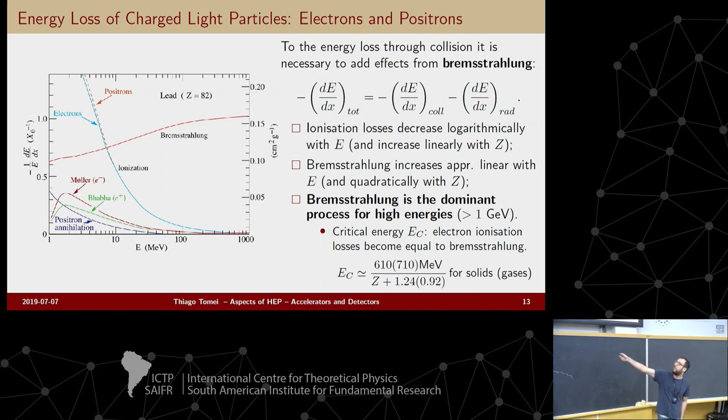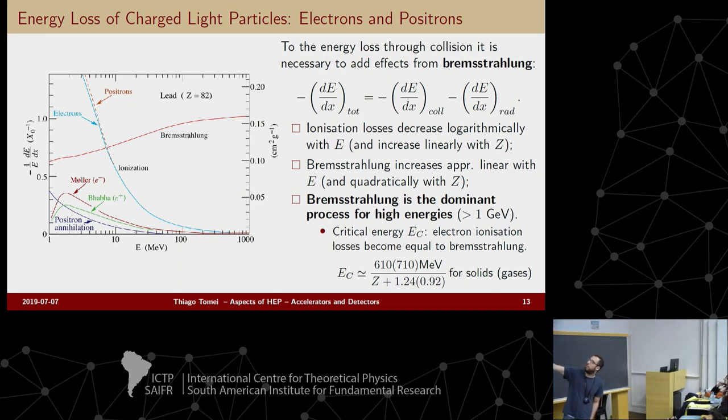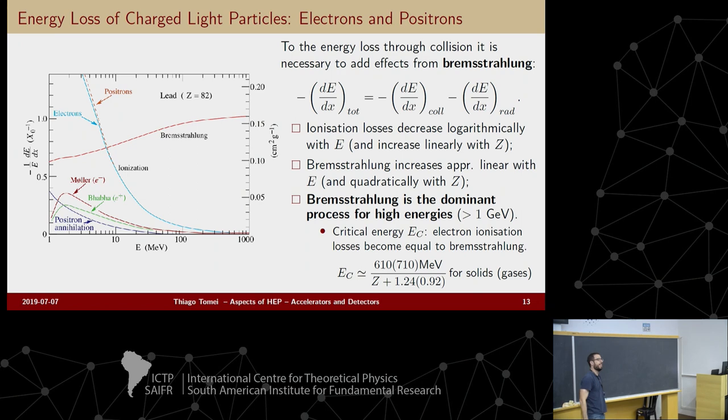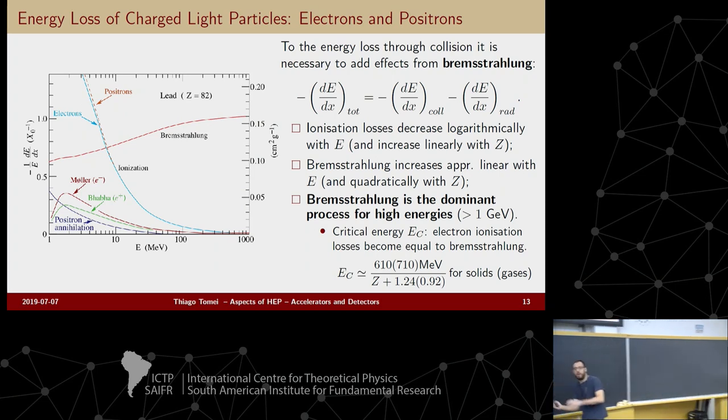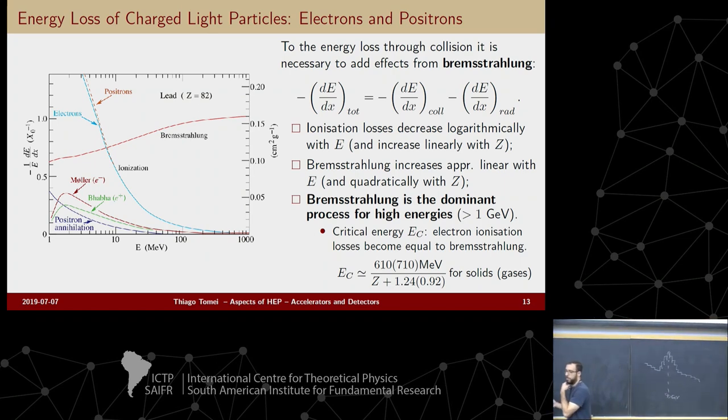Notice here that now I changed it to energy loss of charged light particles. Why is that? Everything does Bremsstrahlung. Remember from electrodynamics again. Every charged particle undergoes Bremsstrahlung. But the smaller the mass, the higher the Bremsstrahlung.